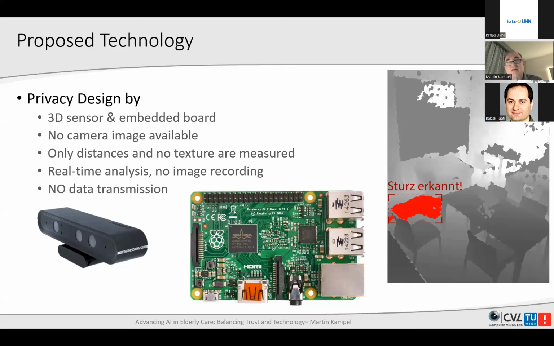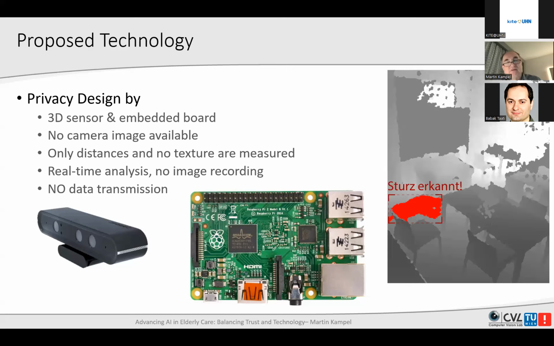I think 10 years ago, or even longer, we stopped working with RGB cameras. No videos, no images anymore. We started to work with range sensing devices, for example. This sensor is a typical 3D sensor. Of course, we started with the Kinect, that was maybe also 10 years ago. Now we're using other sensors.